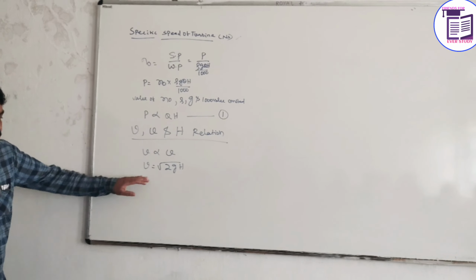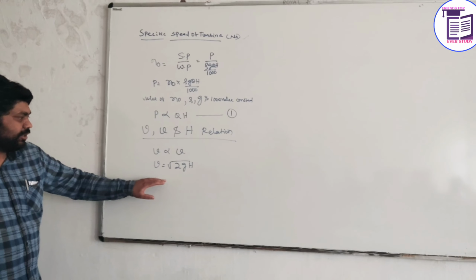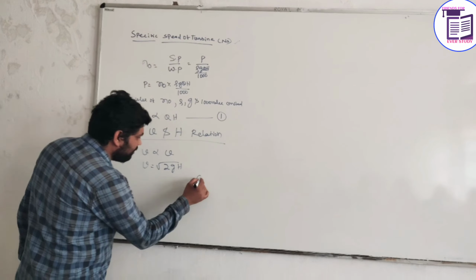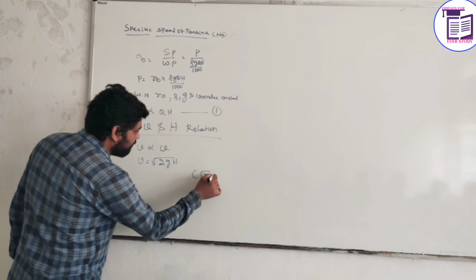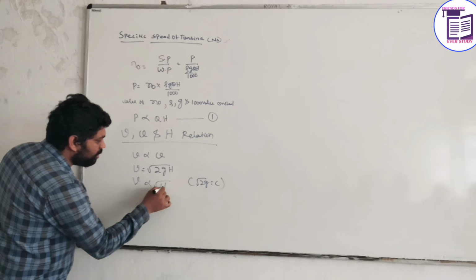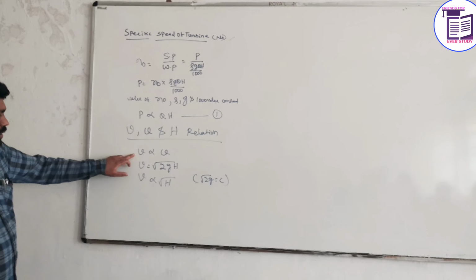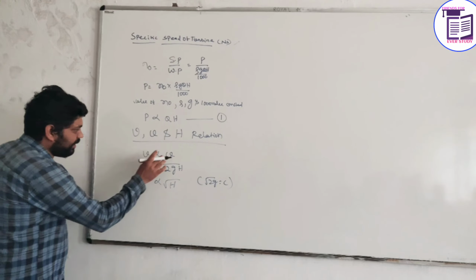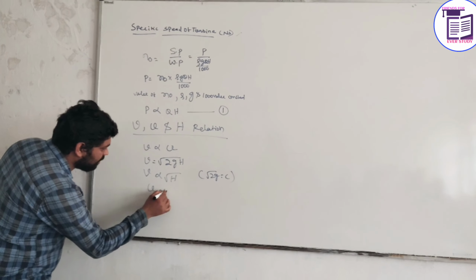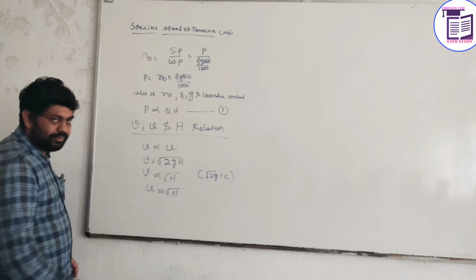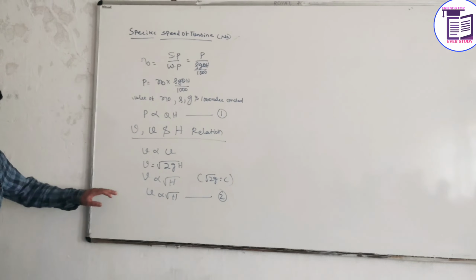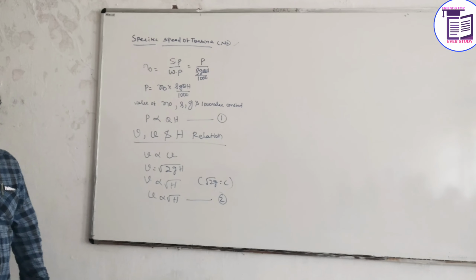So V is equal to root over 2gH, where 2g is constant, and root 2g is a constant value. We can write V directly proportional to root H, and U directly proportional to V. So you can write U is directly proportional to root H from the above expression. Consider this as equation number 2. So U is directly proportional to root H.